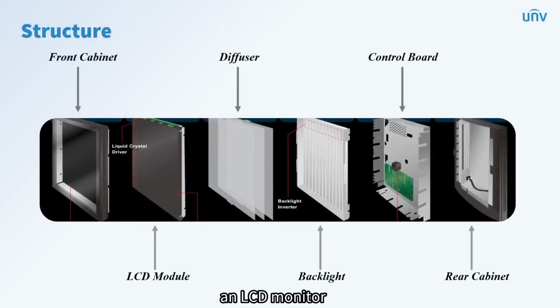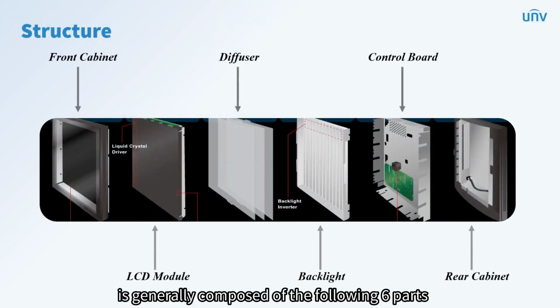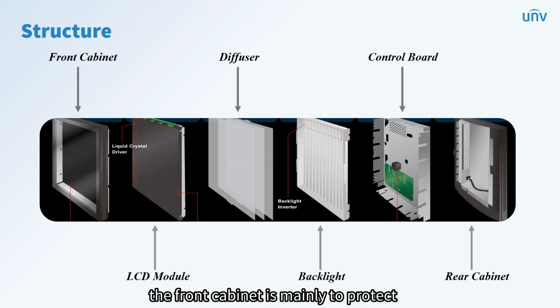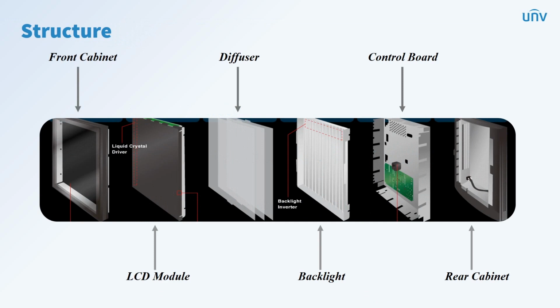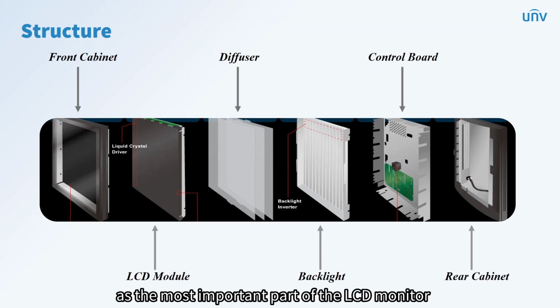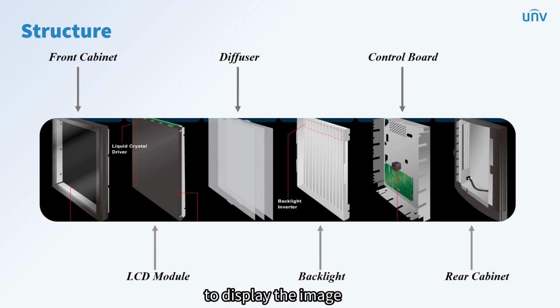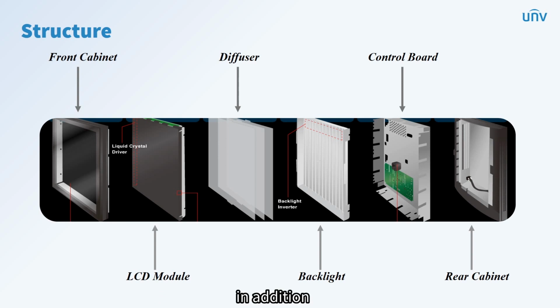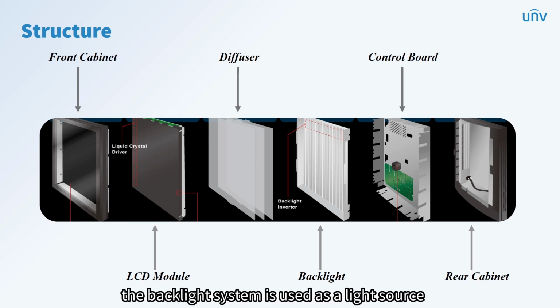An LCD monitor is generally composed of the following 6 parts: front cabinet, LCD module, diffuser, backlight, control board, rear cabinet. The front cabinet is mainly to protect against dust and scratches. As the most important part of the LCD monitor, the LCD module processes the light of the backlight system to display the image. The diffuser is a small layer of plastic that is designed to diffuse and distribute light evenly across an LCD module. In addition, the backlight system is used as a light source.